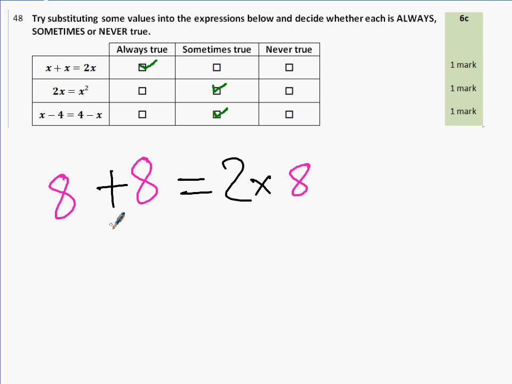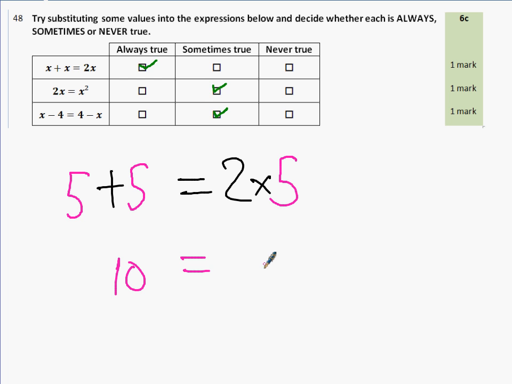And what do you get? 8 plus 8 is 16. 2 times 8 is 16. Yep, they're equal to each other. So that worked. What about if we changed 8 for, I don't know, let's say 5. 5 add 5 equals 2 times 5. Yep, 10 over there, 10 over there. So yeah, that works too.